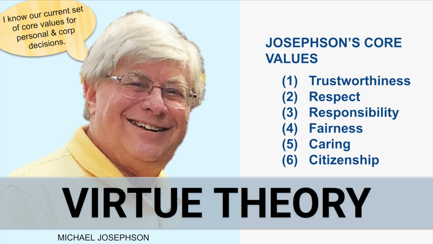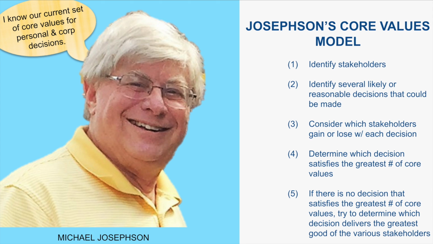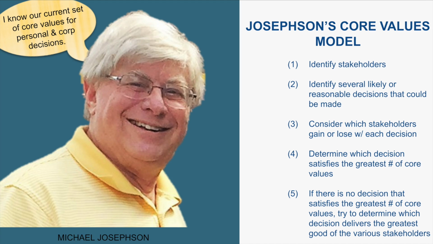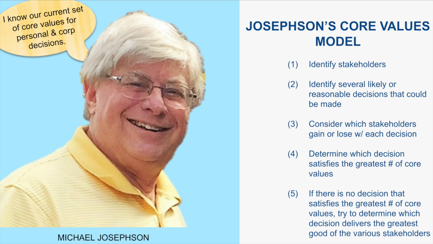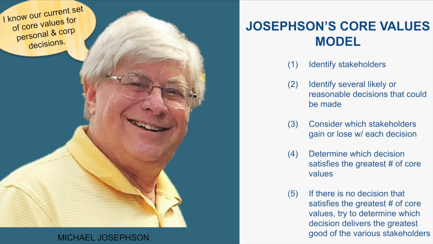Under this model, a virtuous person, maybe even a business, is one that is trustworthy, respected, fair, caring, and observes citizenship. Okay, so let's take it a step further. Having a step-by-step basis to analyze difficult moral dilemmas is pretty useful. Josephson takes those core values that we just discussed and he employs them in an ethical decision-making model to help people and businesses make ethical decisions.